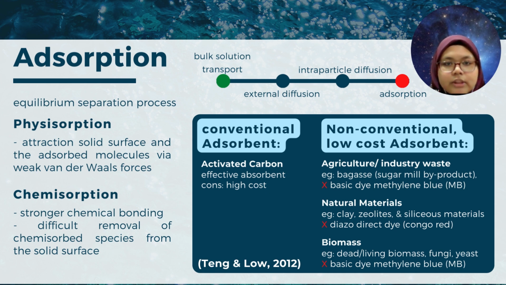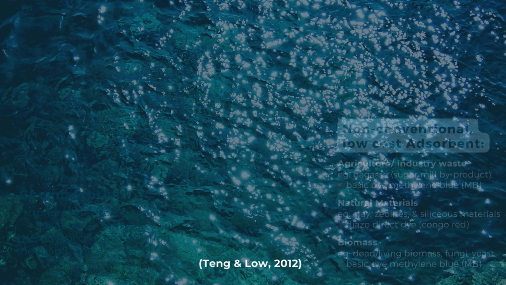So the popular conventional adsorbent used in the past was activated carbon due to its effectiveness in wastewater treatments. However, it requires extra cost. Therefore, researchers became interested in finding a cheaper and effective adsorbent, and there are some non-conventional adsorbents that I have listed here, such as bagasse, clay, zeolites, siliceous materials, and biomass, which have been studied for their effectiveness in the removal of methylene blue and Congo red dye.